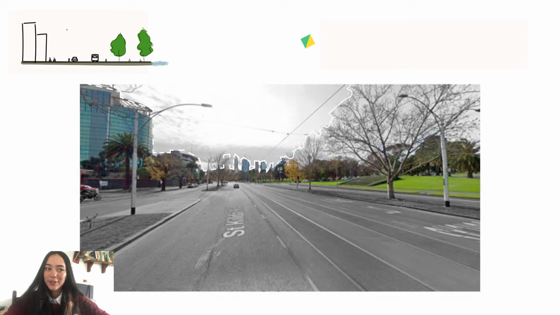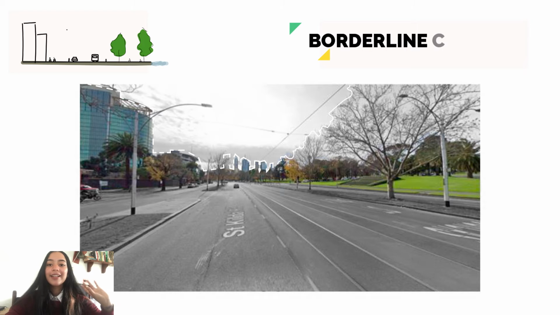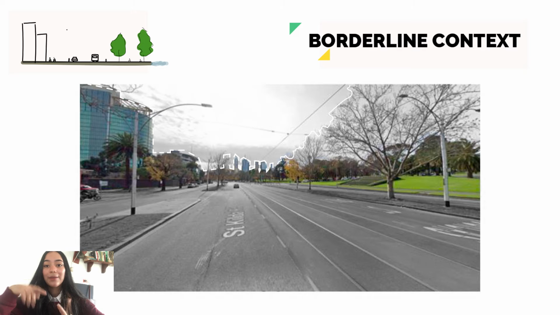The borderline context. As I said before, the garden is like a transition, and we see this urban landscape that is very defined in the south of Melbourne, and then this garden as an element of transition, of quiet, where the trees and all this nature kind of soften all this noise that is from the city.